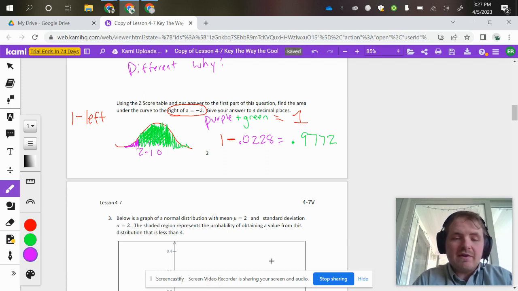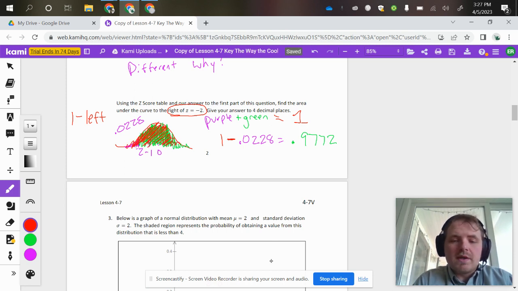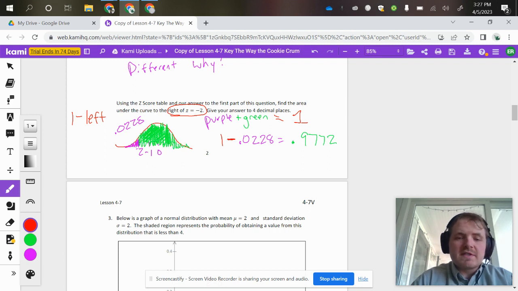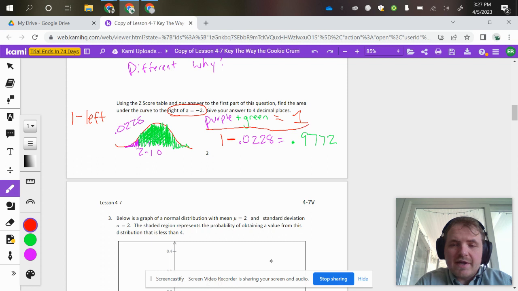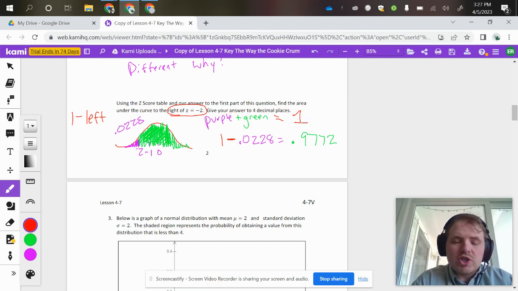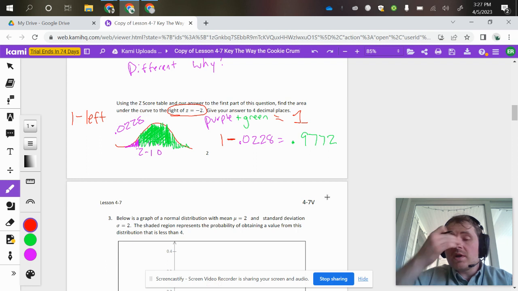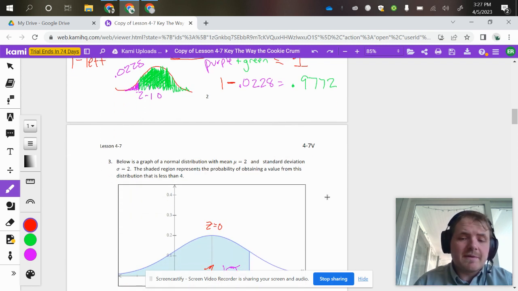So we already figured out that this purple area right there is 0.0228. And we know that the entire thing, the entire area should be 1. Okay, that might be new for some of us, but that entire area should be 1. So this purple plus green should equal 1. So if I subtract off the purple, that will give me the green, giving me 0.977.